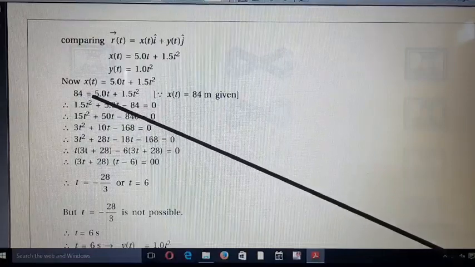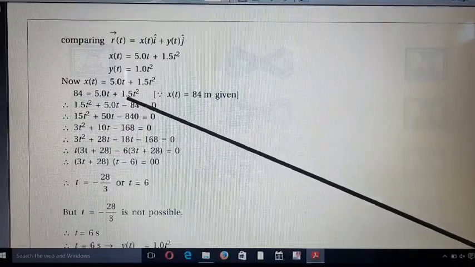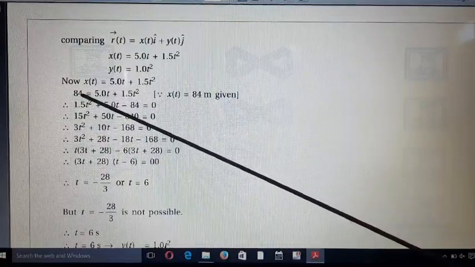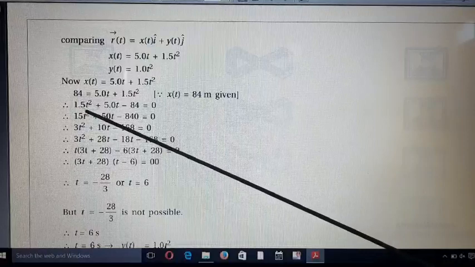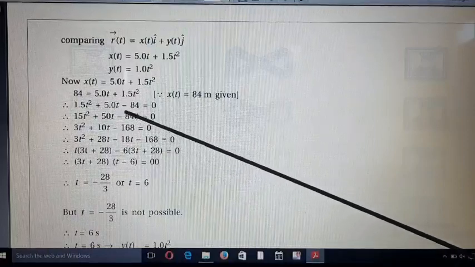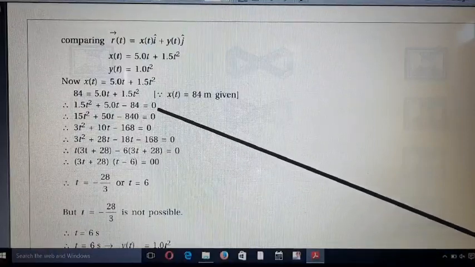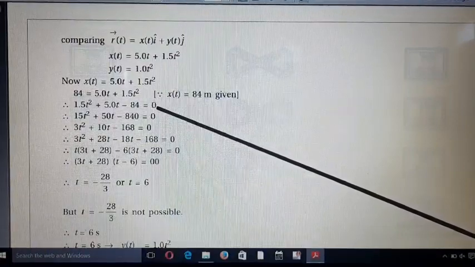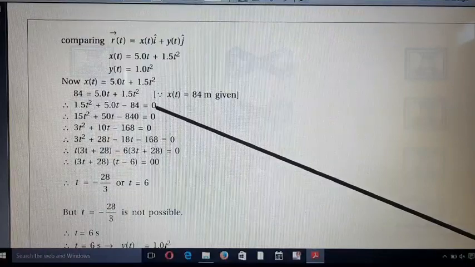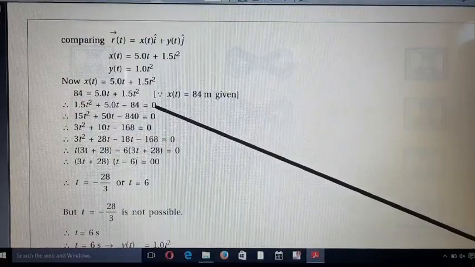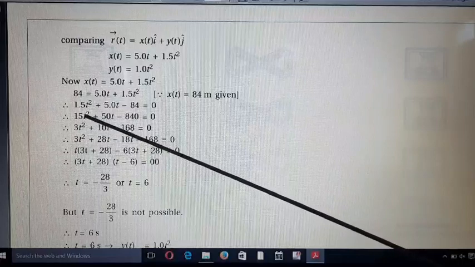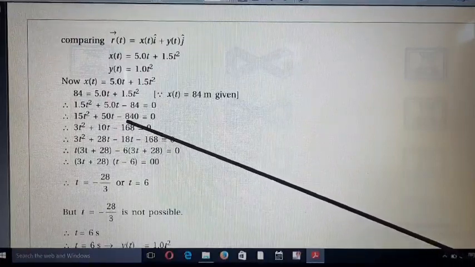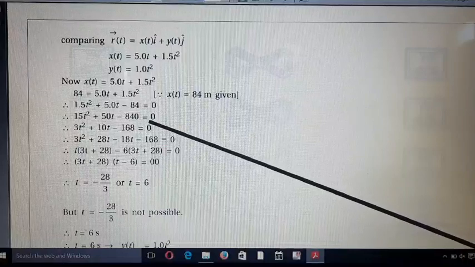So 84 is equal to 5t plus 1.5t square. This 84 term moves to the right hand side. So we get 1.5t square plus 5t minus 84 is equal to 0. Friends, first of all, this equation is multiplied by 10 on both sides. Right hand side we get 0, but left hand side 15t square plus 50t plus 840 is equal to 0.